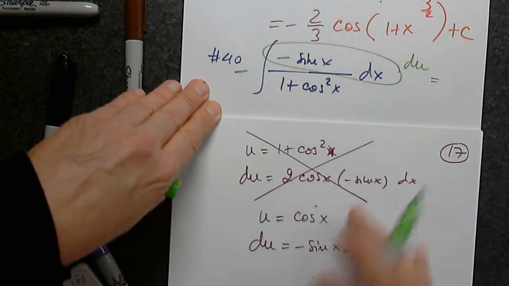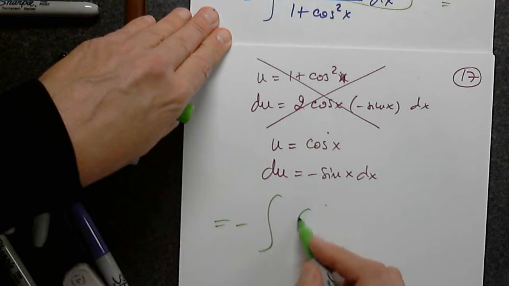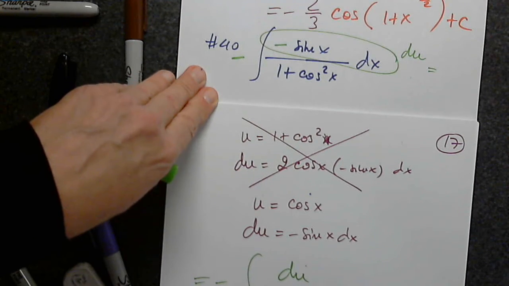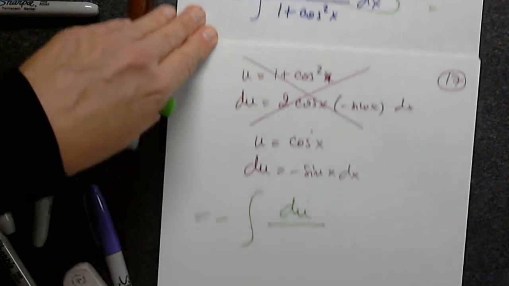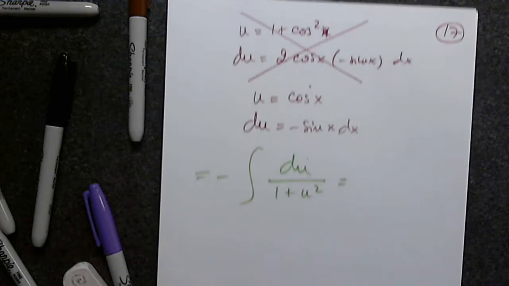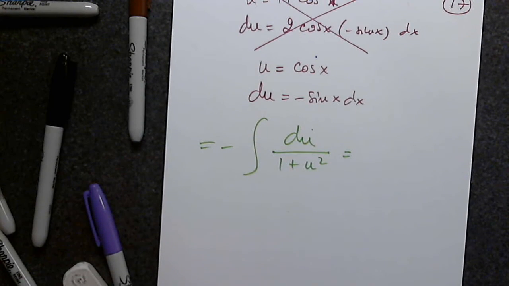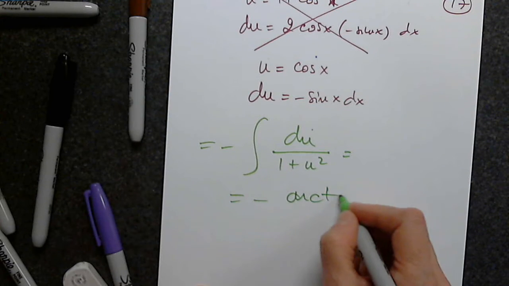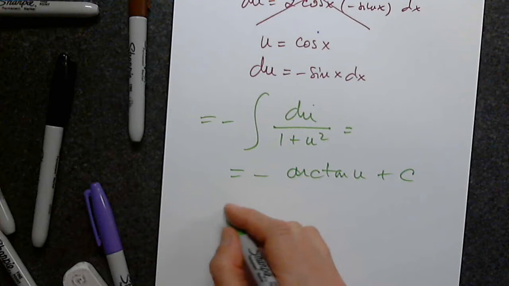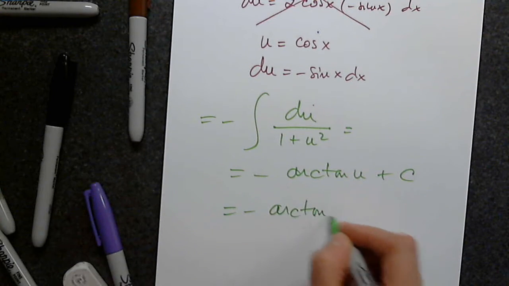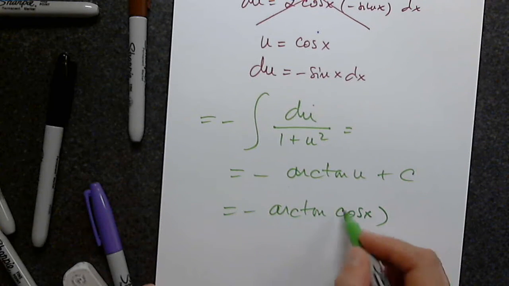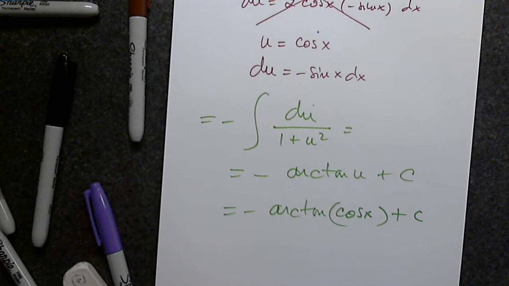And the denominator can be replaced by what? 1 plus u squared. Wonderful. And this I know. What is it? Exactly. Arc tangent u plus a constant c, but now I have to go back and replace. What am I replacing it? Arc tangent. Cosine x. Very good. Awesome. Plus c. Great job.